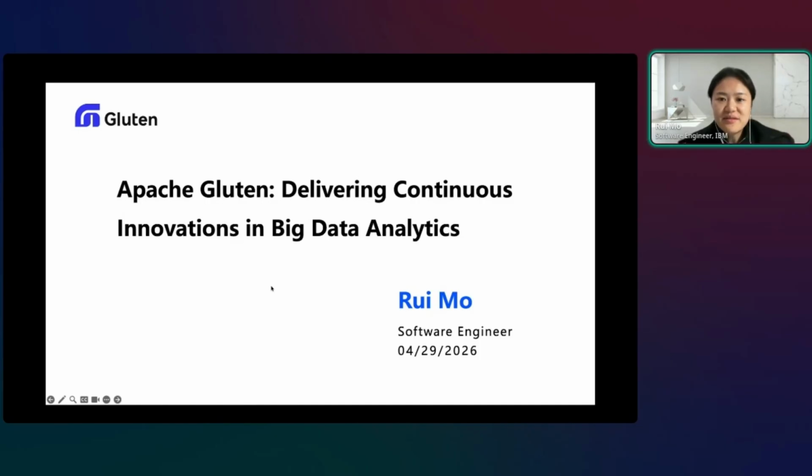Today, I will briefly introduce Apache Gluten and how it drives continuous innovation in big data analytics. Let's get started.